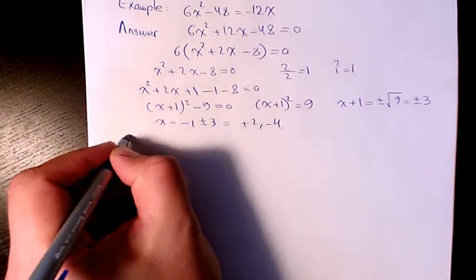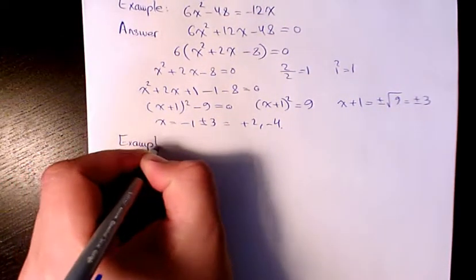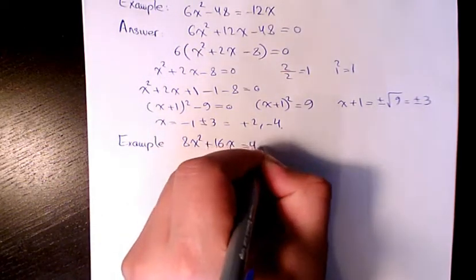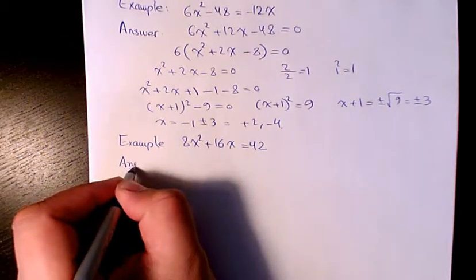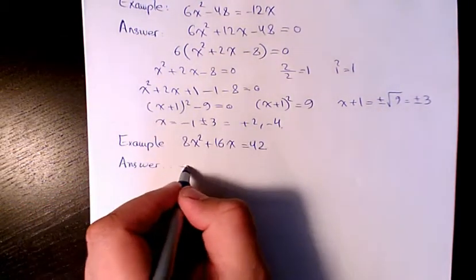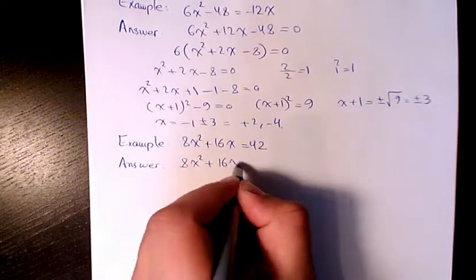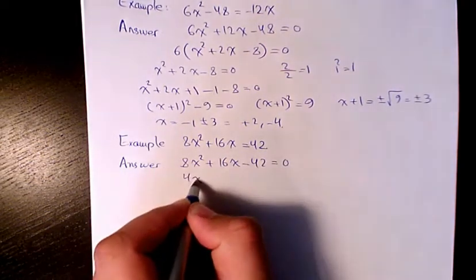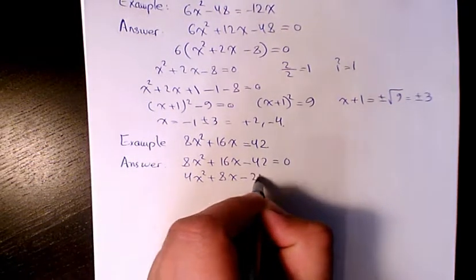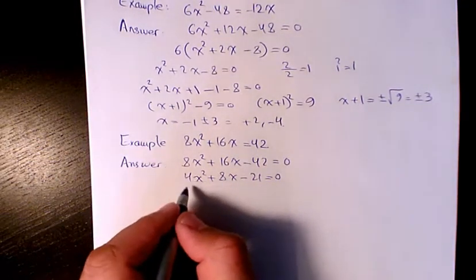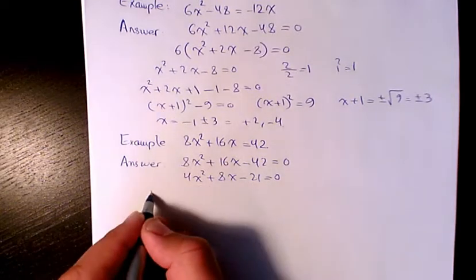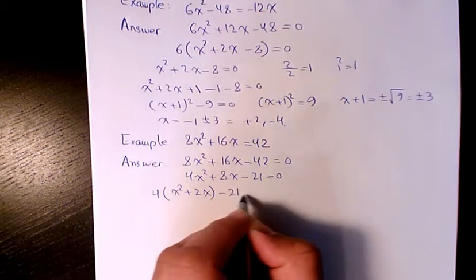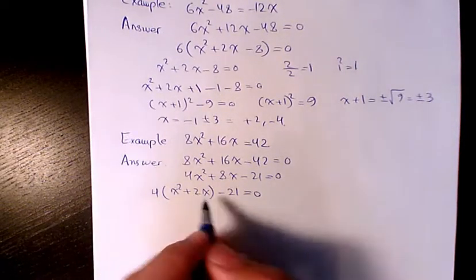Next example is 8x squared plus 16x equals 42. The answer will be 8x squared plus 16x minus 42, and you can divide everything by 2, so 4x squared plus 8x minus 21 equals 0. So then the first two terms I can factor 4, x squared plus 2x minus 21 equals 0. Then the b is 2 here.